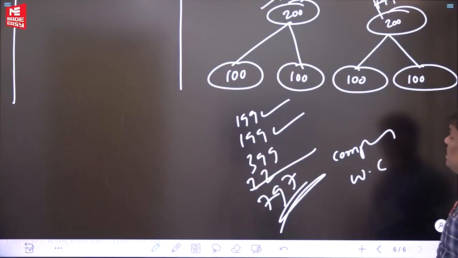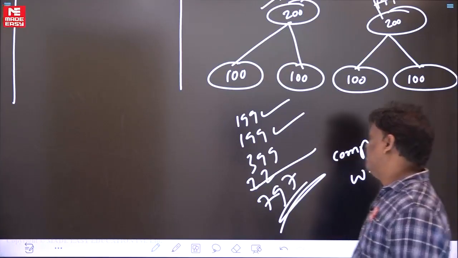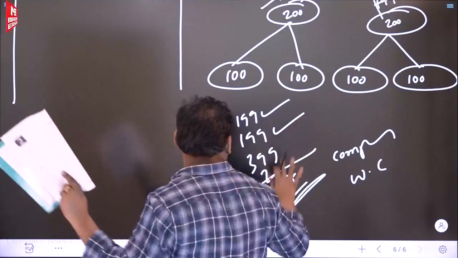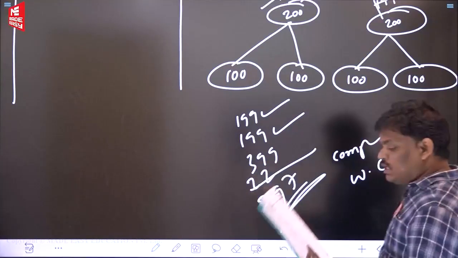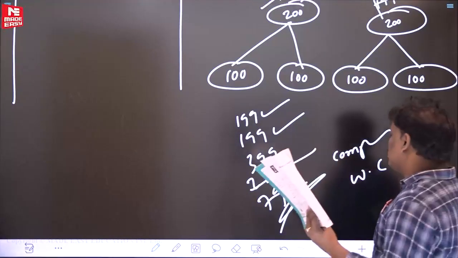Comparisons are 797, right? Worst case comparison, right? Best case is going to be only 400. But anyhow, for our problem, this is the answer. For question number 9, the answer is going to be 797.